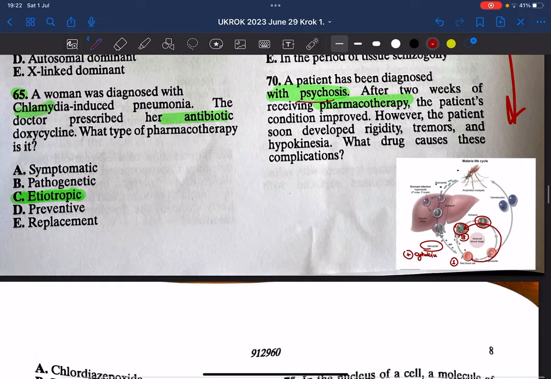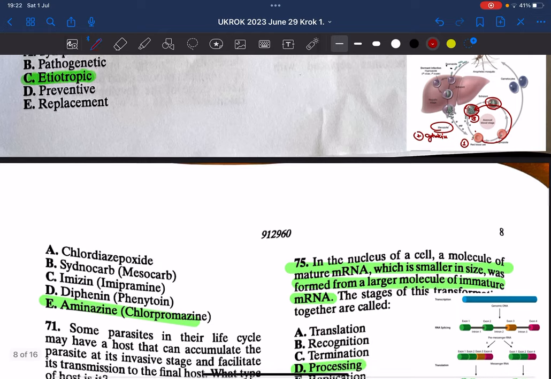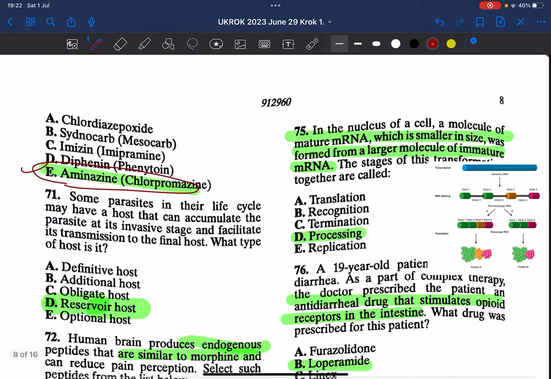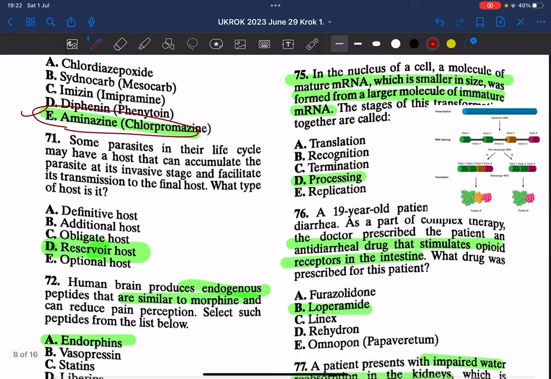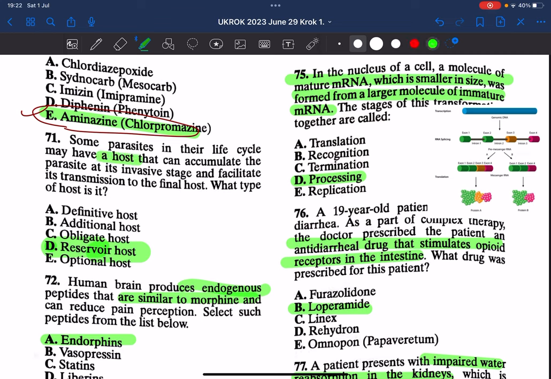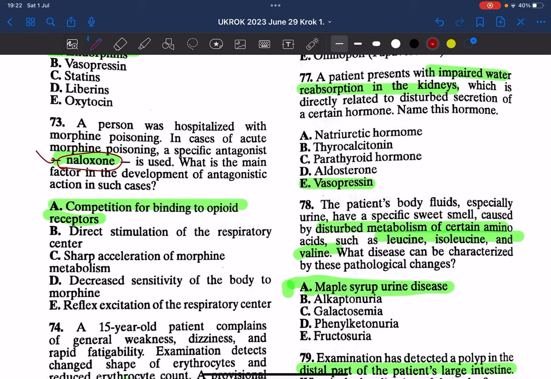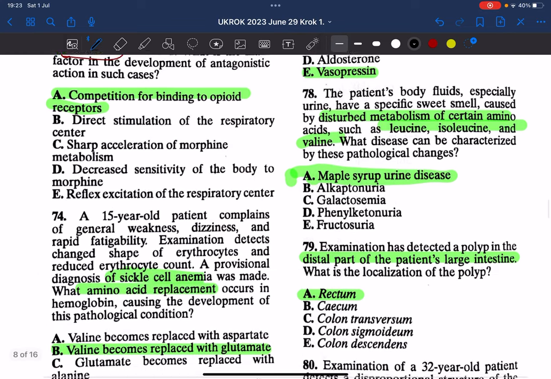We have here a patient with psychosis, and we prescribe pharmacotherapy. This pharmacotherapy is an antipsychotic drug called aminazine. Here we also have a question about parasites that stay in a host that facilitates their transmission to the final host. This host is called a reservoir host, it's not the final host. Naloxone is an antidote for morphine poisoning. Morphine stimulates opioid receptors, so the antidote naloxone will be an opioid antagonist that competes for binding to opioid receptors.